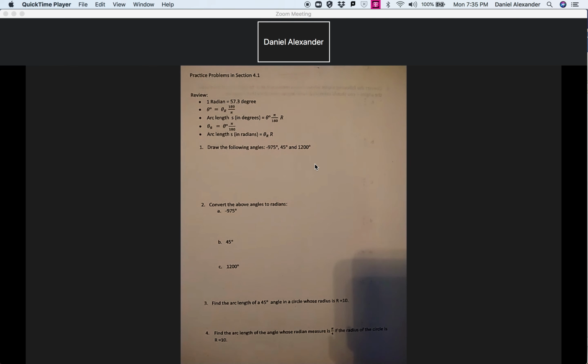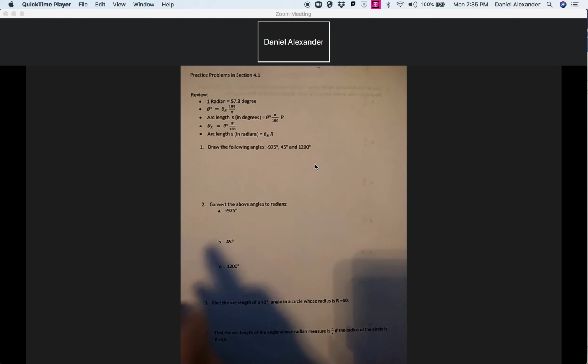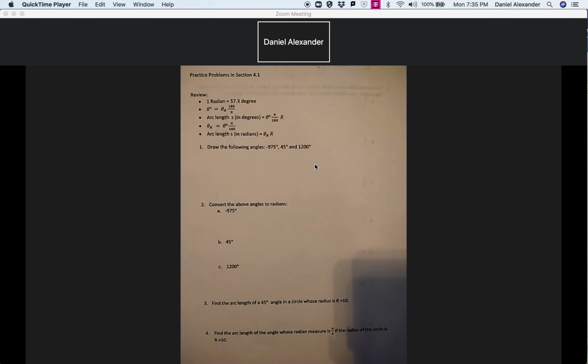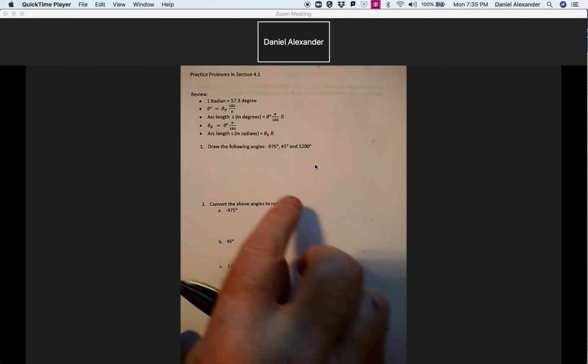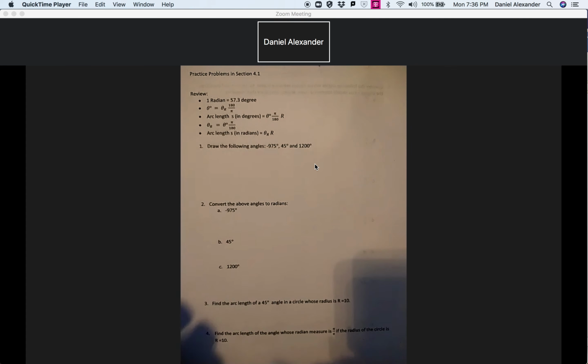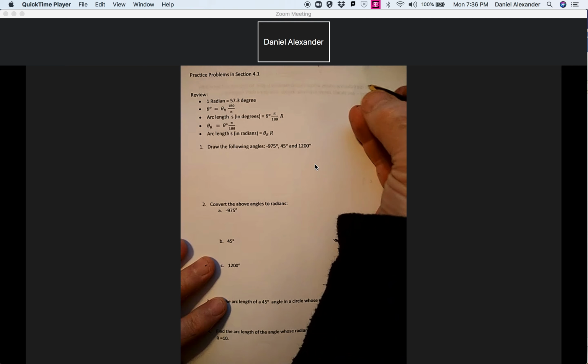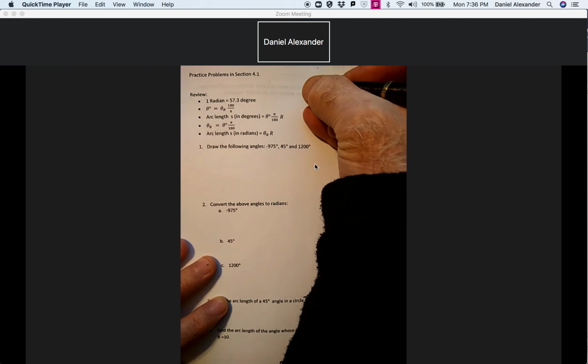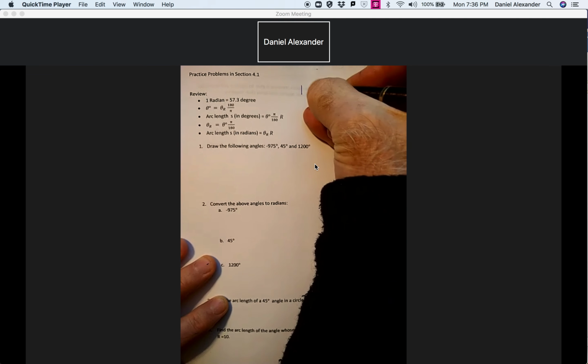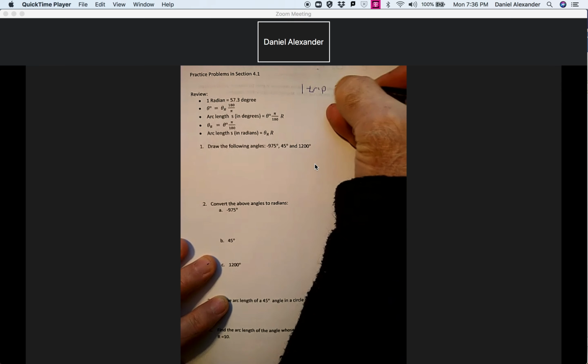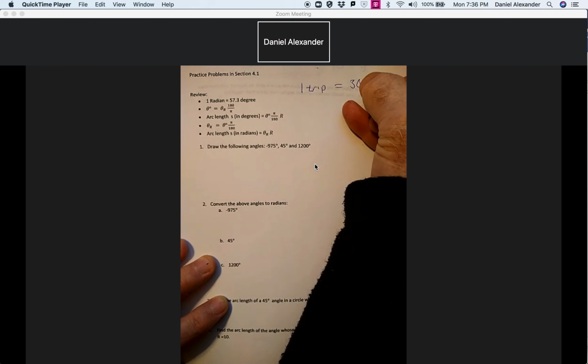Hi. So here are the practice problems for section 4. I've given you some formulas that we're going to look at, and again, you can print this out if you want. That way, you'll have some sort of record of it. Because I want to draw the following angles, but I want to do something before I do that. So we know that one trip around the circle is 360 degrees.